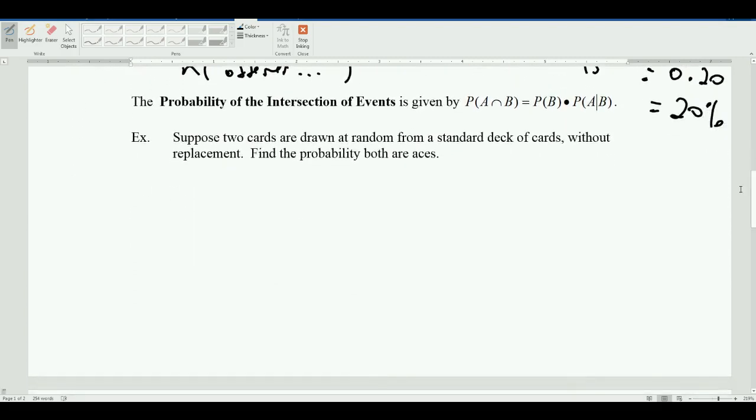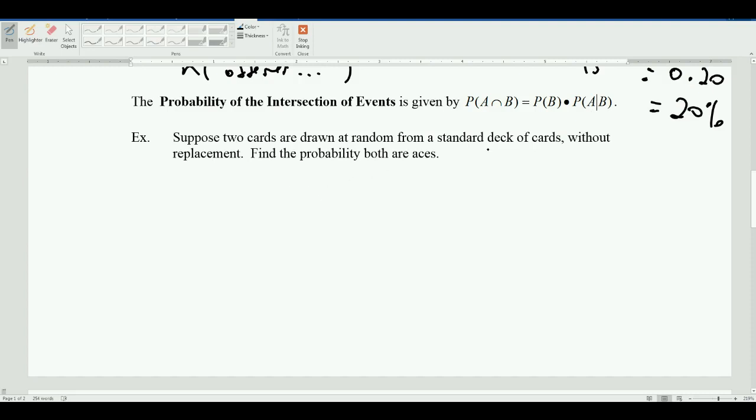Now let's move on to the probability of the intersection of events. This formula is the exact same formula as the previous one, just rearranged. What it basically means is, if you're asked to find the probability of events that intersect, you find the probability of the first one, and then the second probability will be based on what happens from the first one. So let's do an example.